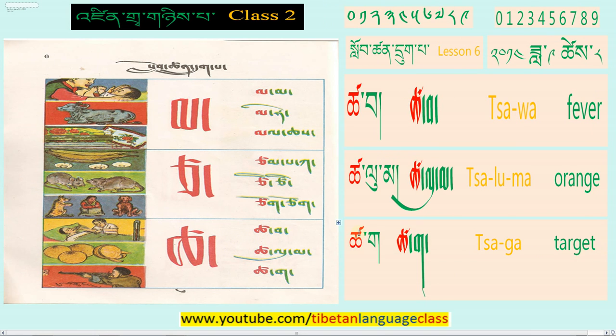Ca wa cawa. Ta wa tawa, ta wa, meaning fever. And then the next example is ta lashapjulu ma taluma. Ta lu ma, meaning orange. And then the final example is ta ka taga. Ta ka taga, cha, ka, meaning target.